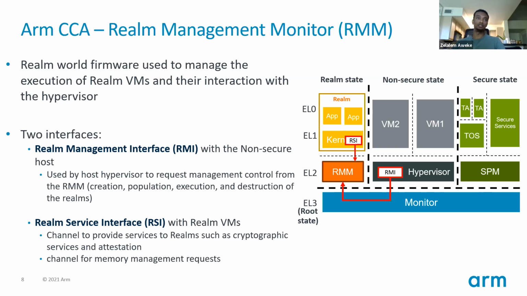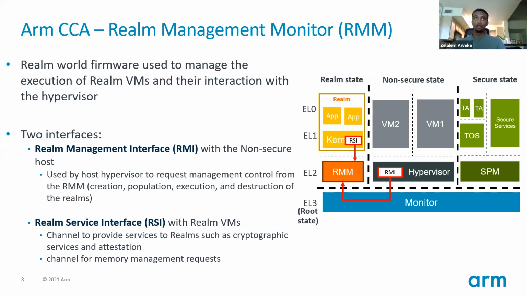The RMM has access to the Realm world, and the hypervisor doesn't. So in order to accomplish these tasks, it needs the help of the RMM. This is done through the RMM interface. It's an SMC interface. Also, there is another interface. There is a direct interface between the RMM and the Realm virtual machines. This interface is used to give services such as cryptography services. For example, during attestation, the Realm state can use this interface to request attestation reports.